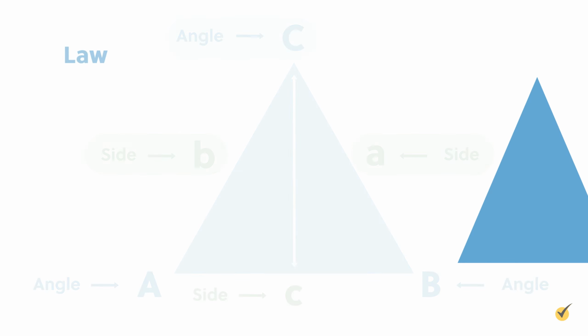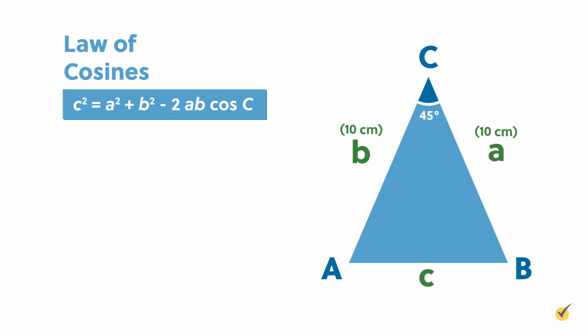Let's try it out. First, we need to check to see if we have everything we need to use the law of cosines. We have the measure of two sides, a and b, they're both 10 centimeters, and the angle between those two sides is angle C, which measures 45 degrees. That's all we need to know. So let's plug sides a and b and angle C into the formula.